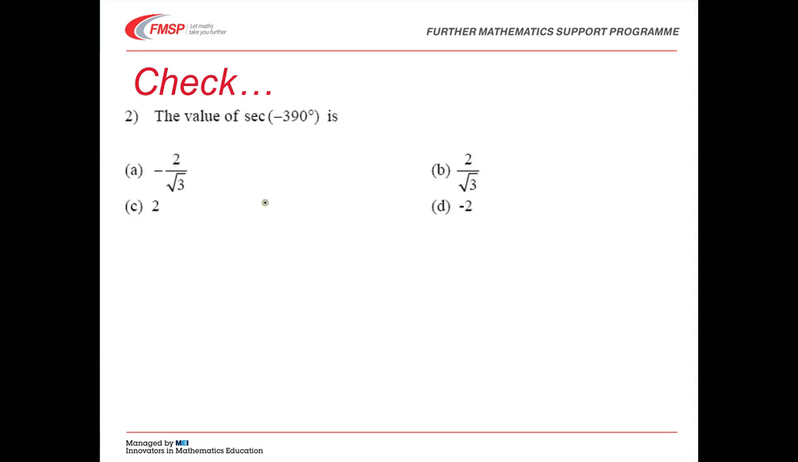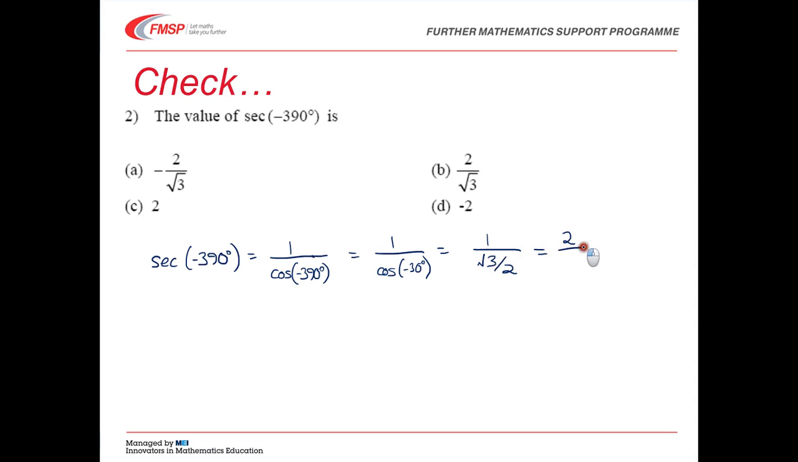Again, pause the video while you work out the answer. And now going through the solution. Sec of minus 390 is 1 over cos of minus 390. Cos repeats every 360 degrees, so that's the same as cos of minus 30. And cos is an even function, so that's the same as 1 over cos of 30, which is root 3 over 2. And therefore the reciprocal of that, 2 over root 3, which is B.